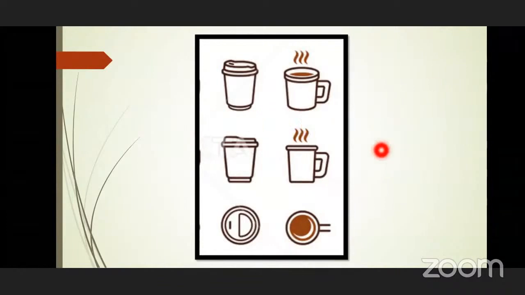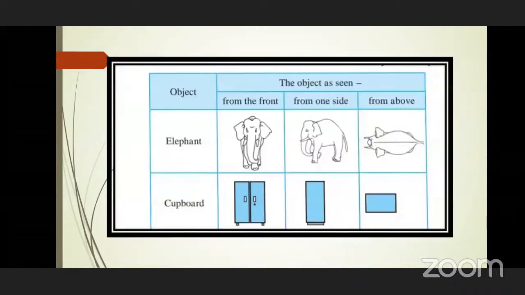Now in this also you have to tell the views. Which is this view? Front view. Yes, this is a front view. Side view. This is a side view. And this? Top view. Very good. Now see, here the elephant is given and a cupboard is given.